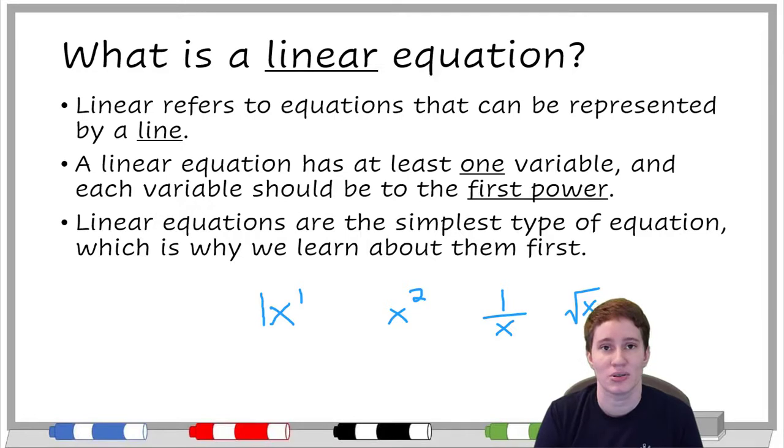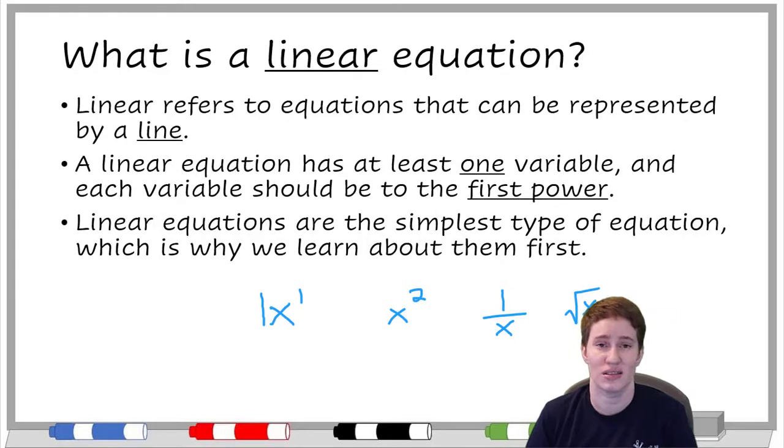And why we care so much about linear equations is they are the simplest type of equations, so we're going to learn about them first. And the rules that we apply to linear equations also are the rules that apply to all other equations, and so it's going to help us build a foundation of knowledge that we can then apply to other types of equations as well, which is really helpful.